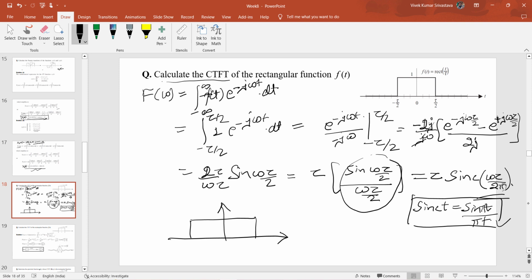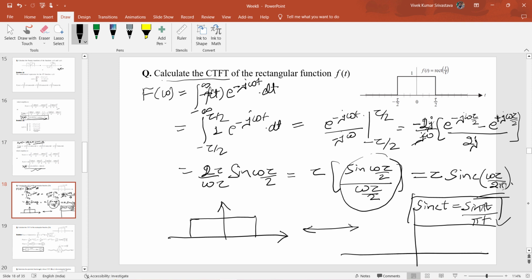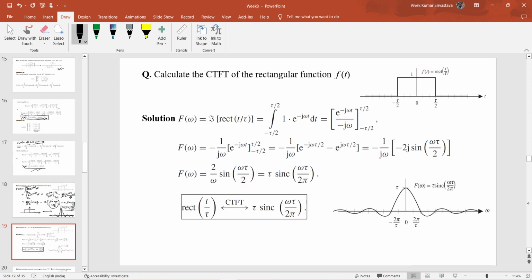So from this problem we can say that if the rectangular function is in the time domain, the corresponding Fourier transform, that is in the frequency domain, is nothing but a sinc function. Now moving to the next problem.